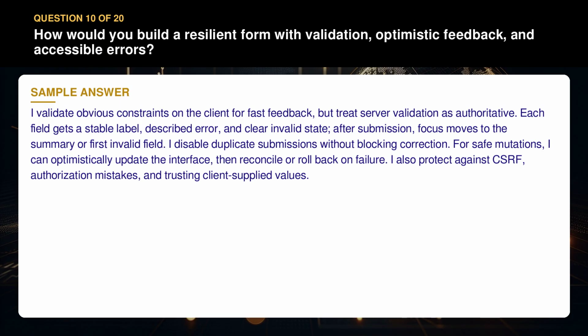I validate obvious constraints on the client for fast feedback, but treat server validation as authoritative. Each field gets a stable label, described error, and clear invalid state. After submission, focus moves to the summary or first invalid field. I disable duplicate submissions without blocking correction. For safe mutations, I can optimistically update the interface, then reconcile or roll back on failure.